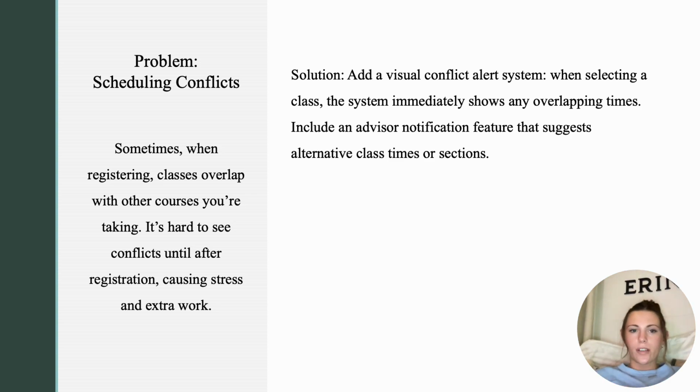So the solution I added for this was a visual conflict alert system. When selecting a class, the system will immediately show any overlapping times. Include an advisor notification feature that suggests the other class. We kind of already have this in a way, like when you register for a class, it will tell you that you have a conflict, which is really nice. But I think also sending notifications to advisors would help. If the student were to have seen that notification pop up, at least their advisor will see it and let them know, hey, I got a notification, you do have a conflict that needs to be changed. So that way, there's two systems there.